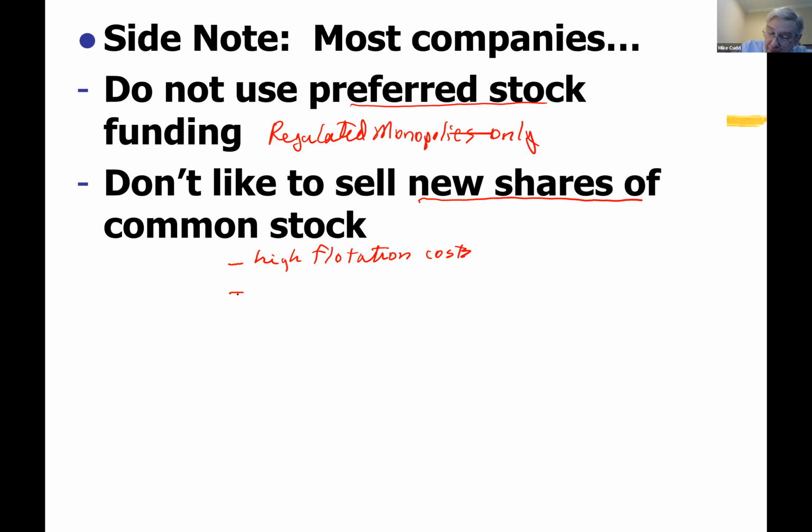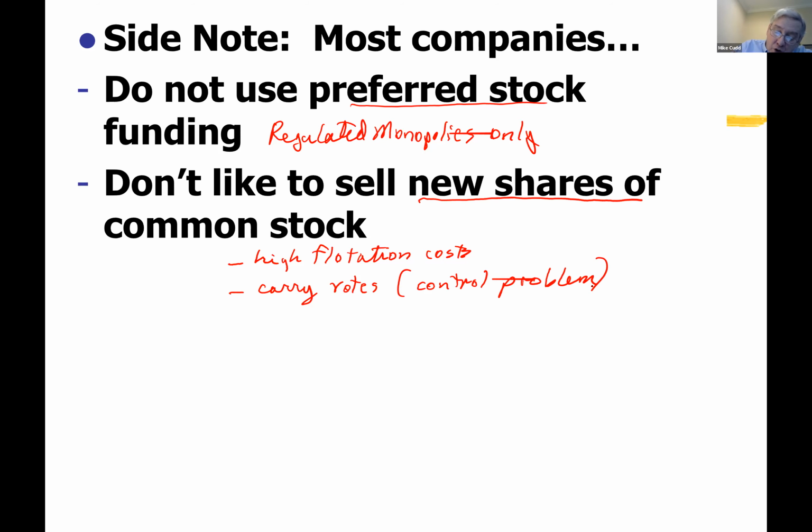Another negative about doing this, the new shares carry votes which might create a control problem for the company. Those with the most votes control the company. So if a company sells new shares of stock, there are more votes going out there that can get into the hands of people they don't want to have control.